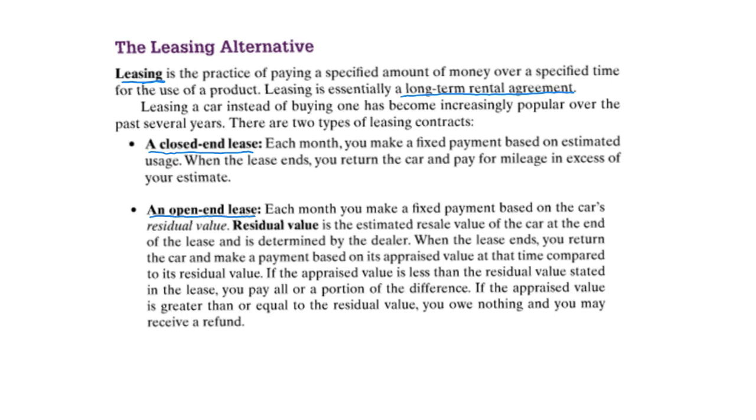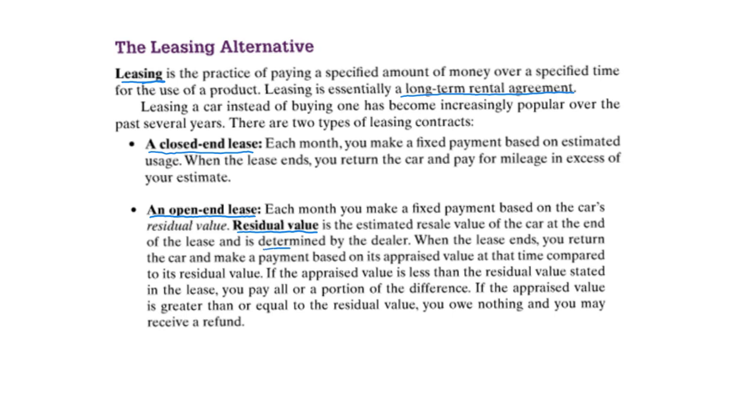The next one is an open-end lease. This one's a little different. It says each month you make a fixed payment based on the car's residual value. So the residual value is when you're getting your lease, they're going to estimate the resale value of your car at the end of the lease. So let's say you're leasing your vehicle for 2 years. They're estimating on what the resale value will be in 2 years. And according to that resale value in 2 years, they're going to determine what your monthly payment will be.